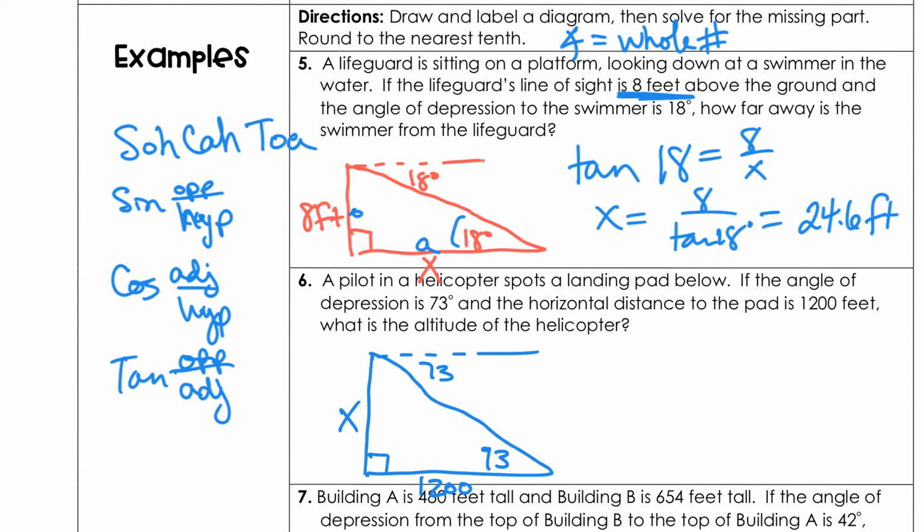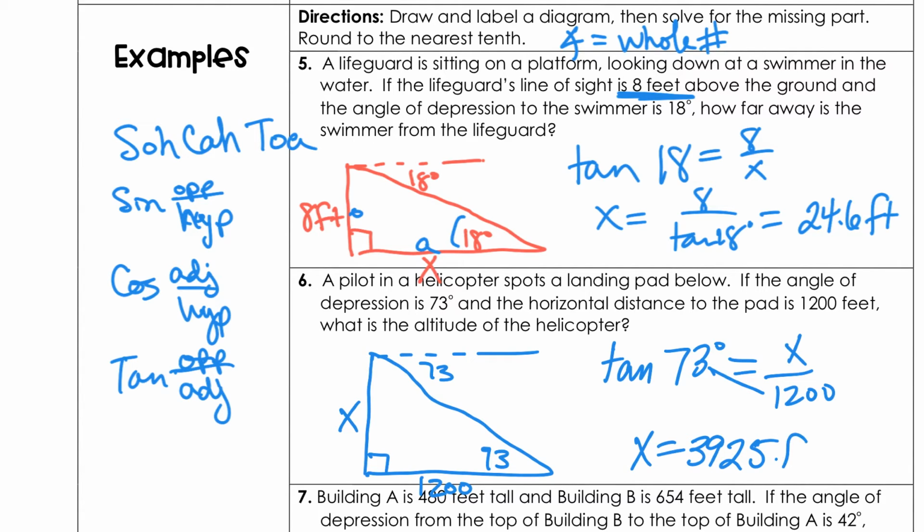Once again, tangent 73 degrees would be equal to x over 1,200. That is simple multiplication here. 1,200 times the tangent of 73, x would be equal to 3,925 feet. So in this lesson, we have 2 more examples.